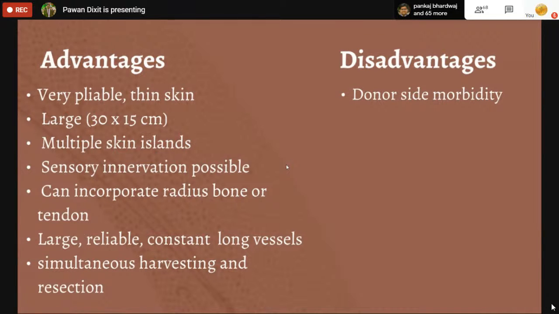But the major disadvantage is the donor site morbidity. Because the tendons are exposed, the donor site coverage by graft always takes off. So donor site morbidity is there, and if there is a need for tissue stock, this flap lacks adequate tissue stock because it has very thin and pliable skin.